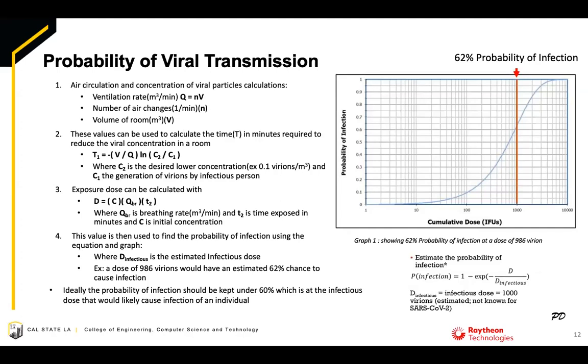By using the graph, you can see the relationship of how cumulative dose contributes to infection. Ideally, you will want to keep this value under 60%, which is when infection becomes likely. Next slide, please.